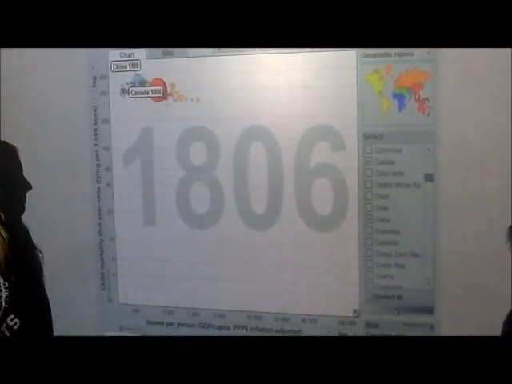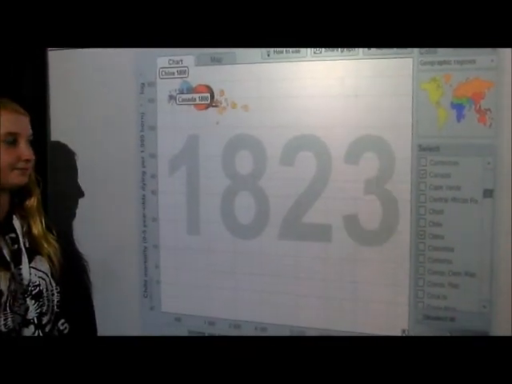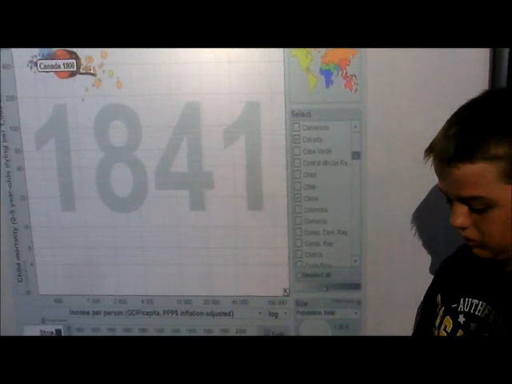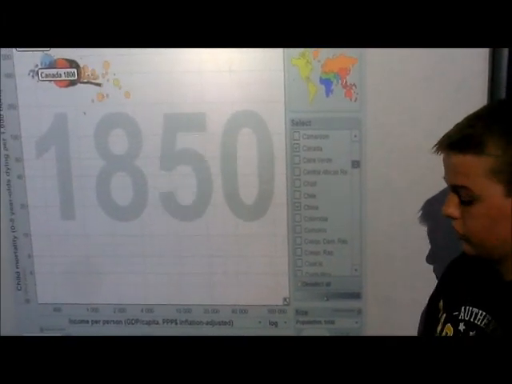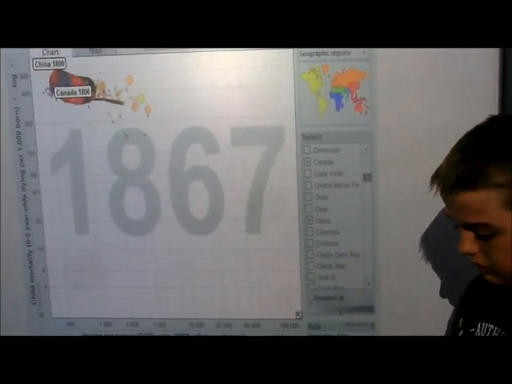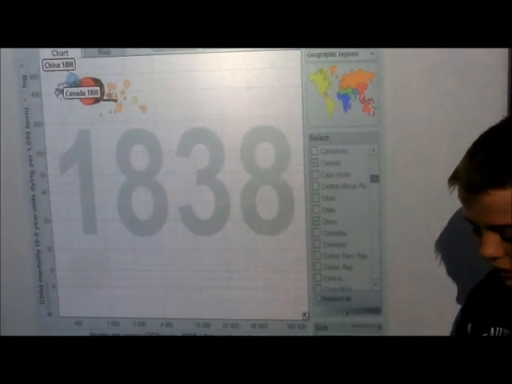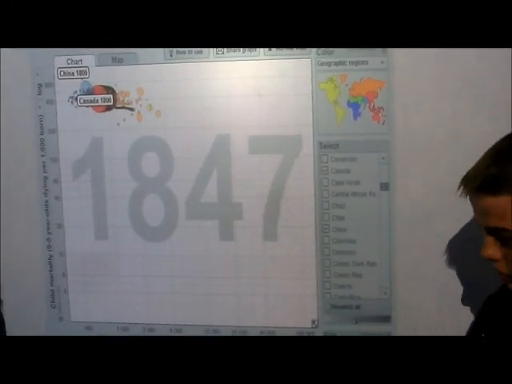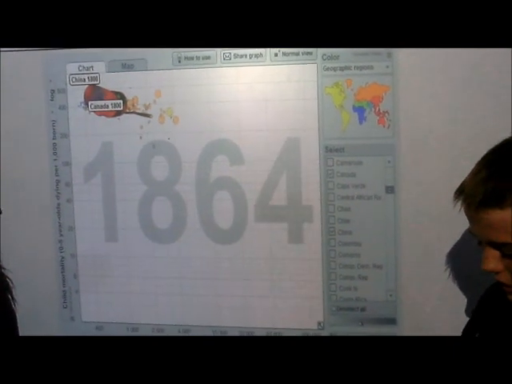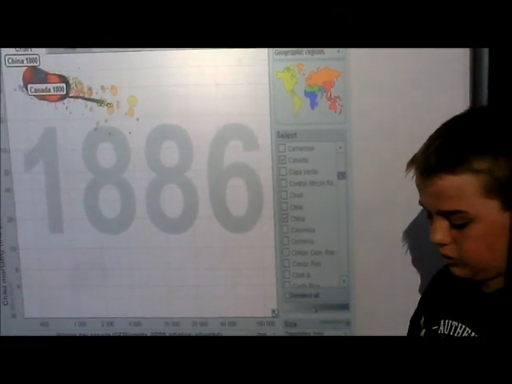We have chosen to compare Canada and China. In the 1800s, Canada's income increases. However, their child mortality remains the same. Meanwhile, in China, their income is decreasing below 1,000, and their child mortality is also staying the same, around 400. Canada's child mortality started to decrease in the 1830s, but China's income continued to decrease. In the 1870s, Canada's income increased and decreased between 2000 and 4000, but their child mortality remained the same, around 300. In the 1850s, China's income continued to decrease and their child mortality increased to around 600.